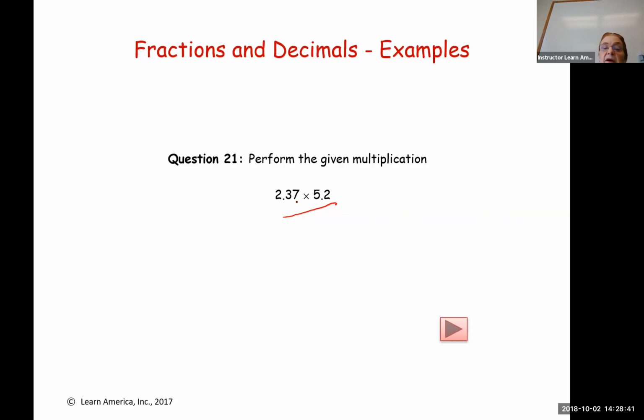So here we have a number that's a bit more than 2 and a number that's a bit more than 5. Now 2 times 5 would be 10. So we expect a number that's going to be greater than 10, but it's not going to be a whole lot greater. Maybe since we're dealing with about a third here and about 1/5 there, a little bit bigger, maybe something around 12.